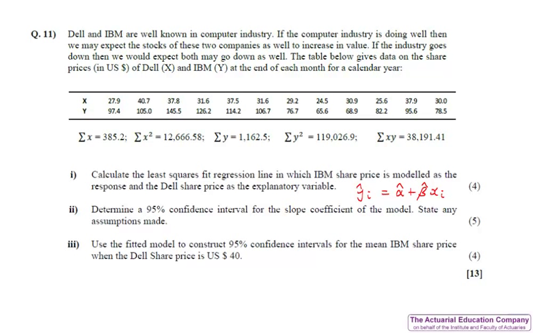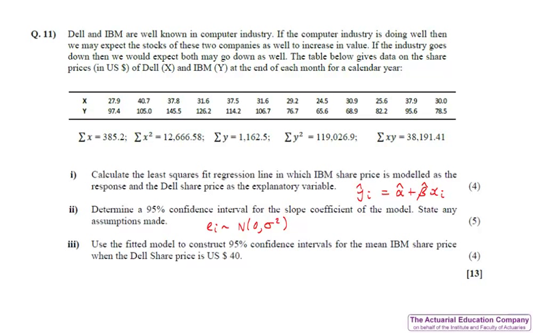Part 2 is a 95% confidence interval for beta, stating the assumptions made. Well, the only assumption is that it's the normal linear regression model, i.e. we assume that the error terms are normally distributed. Other than that, it's straightforward.